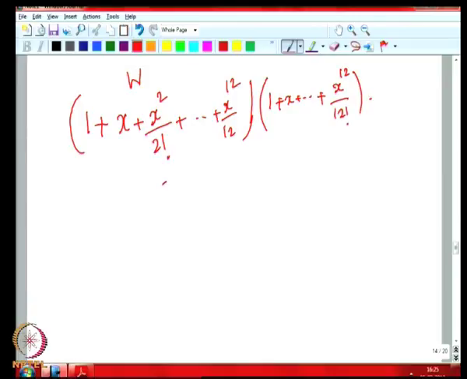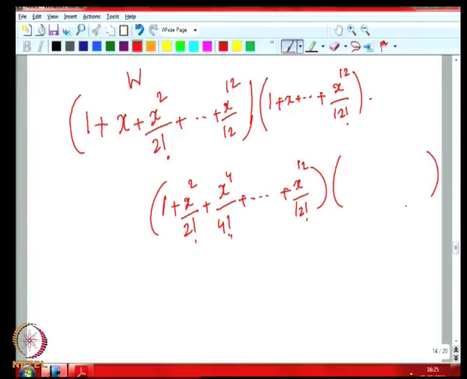But now for the blue flags we have the restriction that we are only allowed to take an even number. That means we can take 1, because 0 is an even number. We can take x square by 2 factorial. We are not allowed to take x raised to 1 here because that is an odd number. We can do x raised to 4 by 4 factorial. We are not supposed to introduce x cube by 3 factorial like that, till x raised to 12 by 12 factorial.